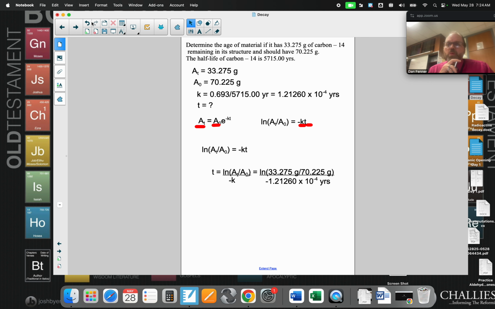All right, when we do that, we should get 6,159.5 years, because I got 5 sig figs, I have to have 5 sig figs in my answer. All right, hopefully that's not too bad.